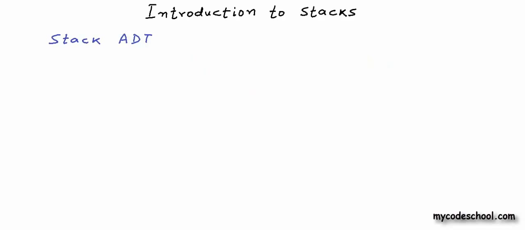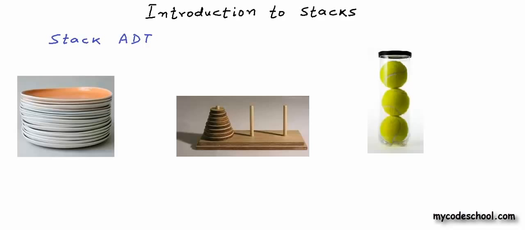Stack as a data structure in computer science is not very different from stack as a way of organizing objects in real world. Here are some examples of stack from real world. First figure is of a stack of dinner plates. Second figure is of a mathematical puzzle called Tower of Hanoi, where we have 3 rods or 3 pegs and multiple discs, and the game is about moving a stack of discs from one peg to another, with this constraint that a disk cannot go on top of a smaller disk. Third figure is of a pack of tennis balls.